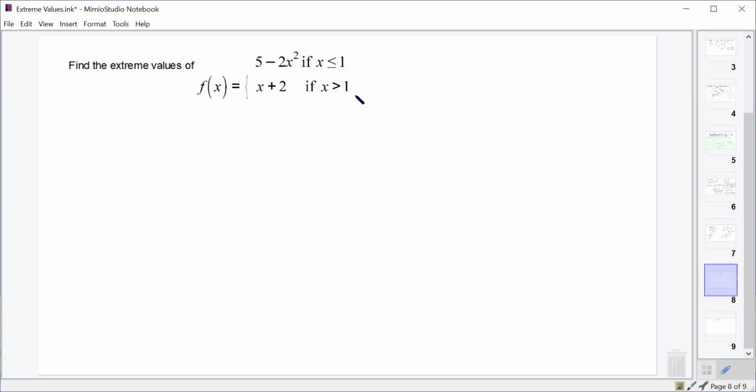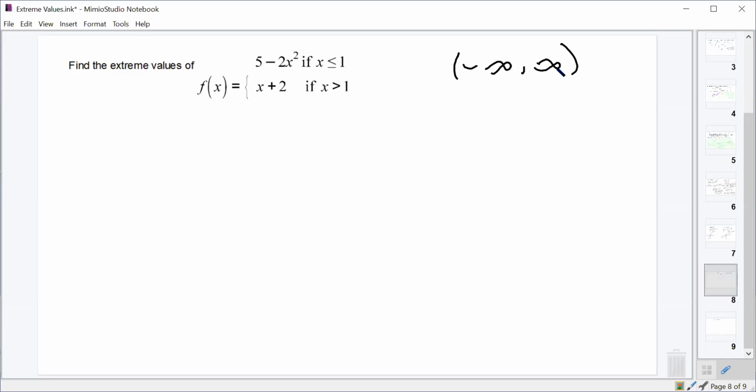So first off, we've got x is less than or equal to 1, x is greater than 1. So theoretically, that should encompass all real numbers, right? Can you plug in all numbers that are more than 1 into x plus 2? Should be able to, right? So that's good. And can you plug in any number less than or equal to 1 into 5 minus 2x squared? Also, you should be able to do that, right? So our domain is negative infinity to infinity. So all we then need to do is figure out critical values for this because there are no endpoints.